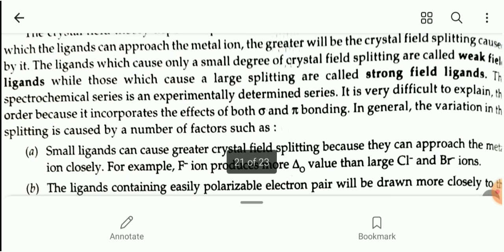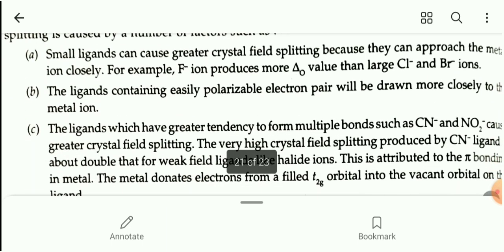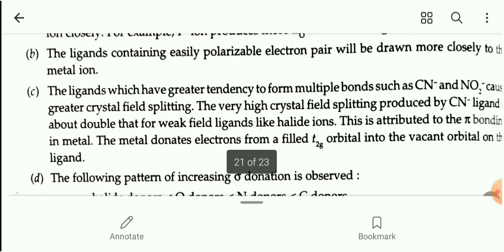In general, the variation in the splitting is caused by a number of factors. A. Small ligands can cause greater crystal field splitting because they can approach the metal ion closely. For example, F negative ion produces a more Δ naught value than large Cl negative and Br negative ions. B. The ligands containing easily polarizable electron pairs will be drawn more closely to the metal ion.